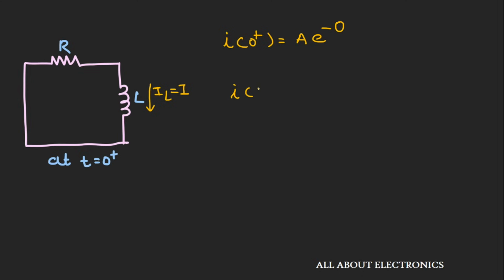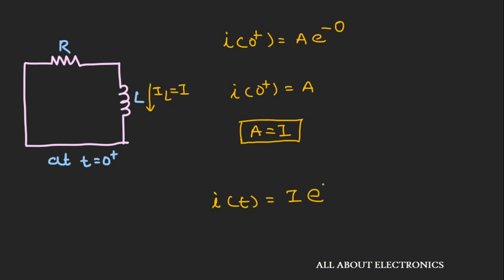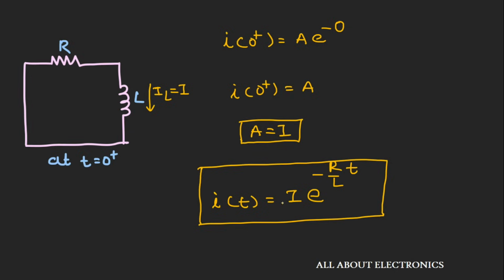So we can say that I of 0 plus is equal to A, and the value of this current I at time t equals 0 plus is I ampere. So the value of A will be I. If you put this value of A inside that equation, then we will get I of t is equal to I into e to the power minus R by L into t, which is the equation for the inductor current.